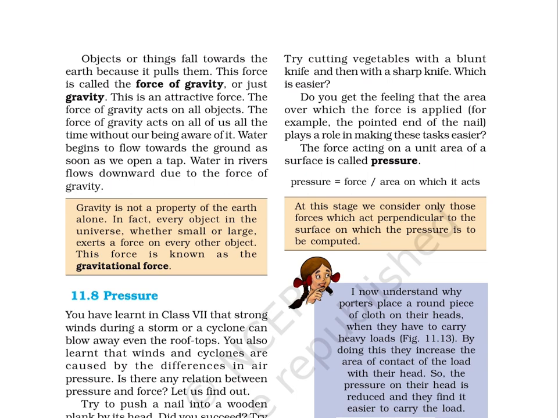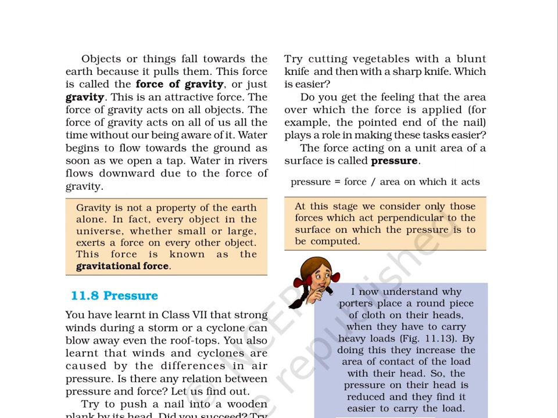Water begins to flow towards the ground as soon as we open a tap. Water in rivers flows downward due to the force of gravity. Gravity is not a property of the earth alone. In fact, every object in the universe, whether small or large, exerts a force on every other object. This force is known as the gravitational force. 11.8.